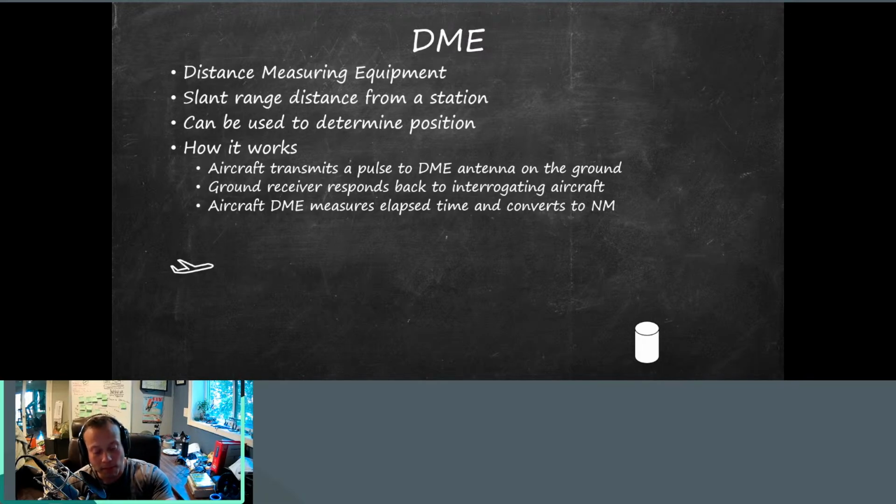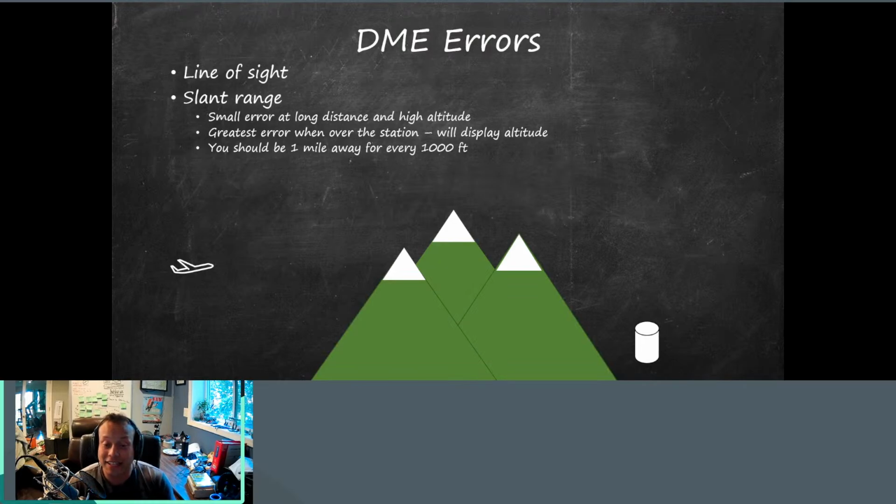The aircraft transmits a pulse to the DME antenna on the ground. The ground receiver responds back to the interrogating aircraft, and the aircraft DME equipment measures the time and converts it to nautical miles, right? Now remember that it is line of sight, so if you are behind mountains or on the other side of the planet, it will not give you an accurate indication.